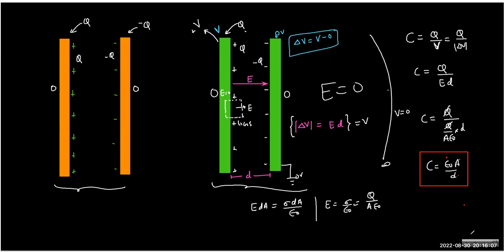Yes. So I'll prove that later on, but right now let me write down. If the space between the plates is completely filled with dielectric of dielectric constant K, then permittivity of medium will be how much? K epsilon naught.